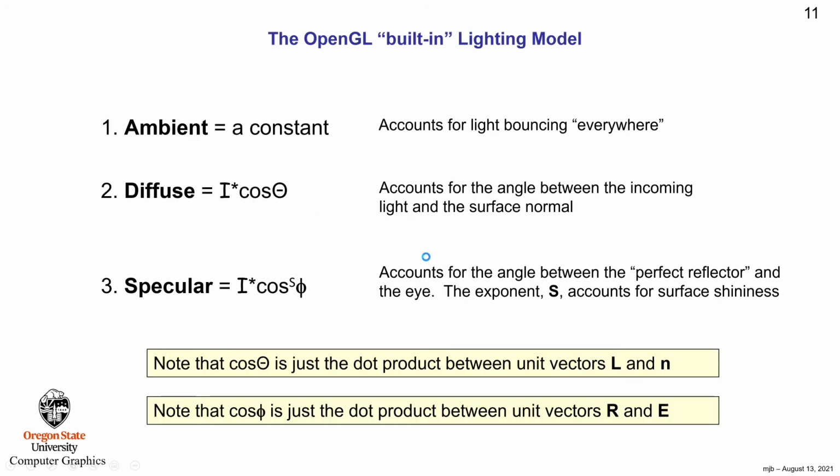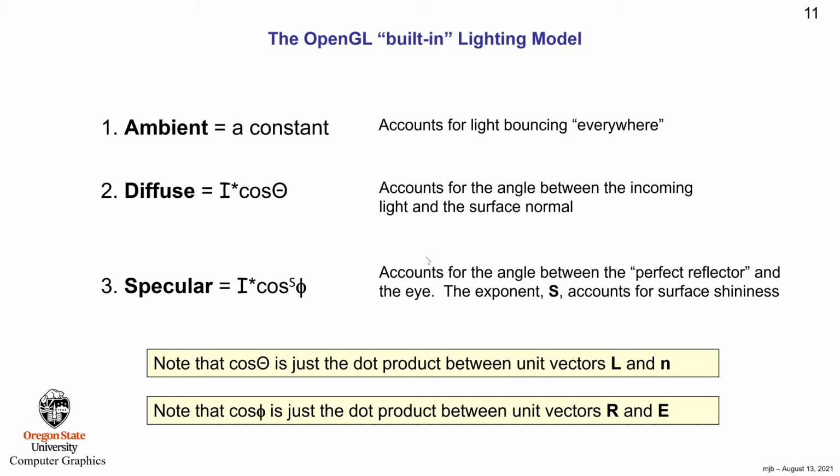Okay, so there are three components of the built-in OpenGL hardware lighting model. One is called ambient, and ambient's just a constant. It just accounts for light that's bouncing around everywhere. You look around the room, whatever room you're in, and there's just light bouncing all over, and that's called ambient. And it's a constant that you set.